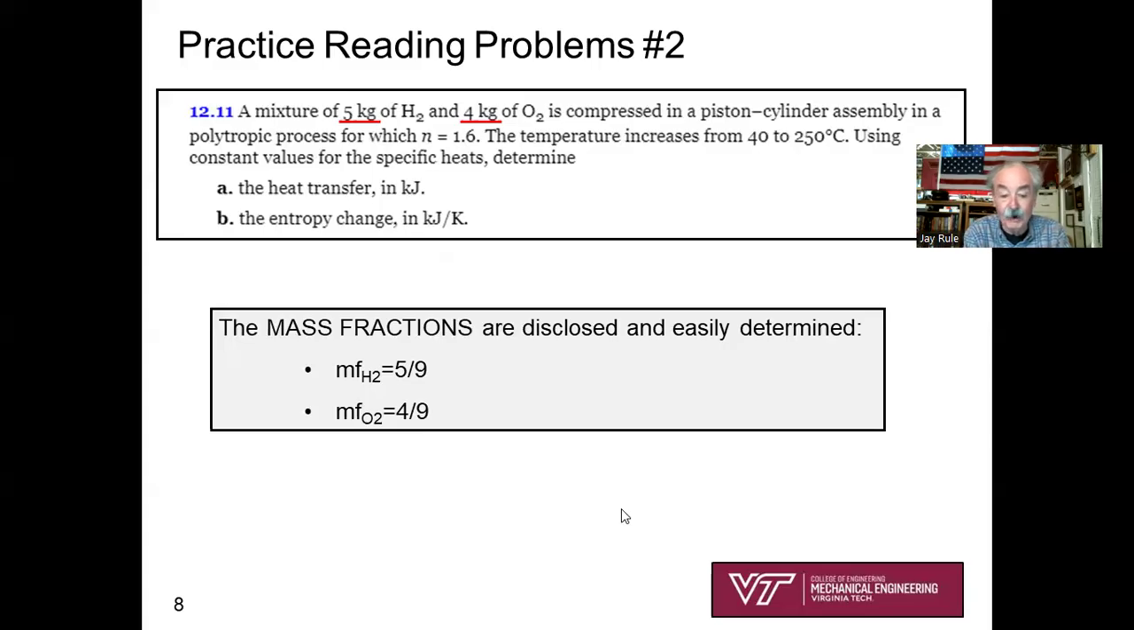Just by inspection, how many total kilograms do you have in your mixture? 9, 5 and 4. So the mass fraction of the hydrogen is going to be 5/9, and the mass fraction of the oxygen is going to be 4/9. Now, I didn't do the math because we're not going to be solving this problem, but do you get the idea? So your first step in these chapter 12 problems is thinking about what am I given in the problem statement, and do I have mass fraction or mole fraction, and can I determine it from the given information? So this one's easy, right? You're basically given the mass fractions because you're given the mass of each constituent.